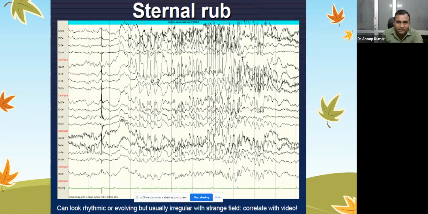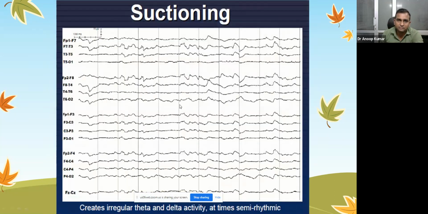So these are the artifacts that you can usually see in the ICU setting, whenever there is a comatose patient and you give external stimulation to wake up the patient, so you will get these types of external rub artifacts. These are the artifacts whenever you do suctioning of the patient, in which the EKG is going on, then you can get these irregular, arrhythmic type artifacts in the EEG.